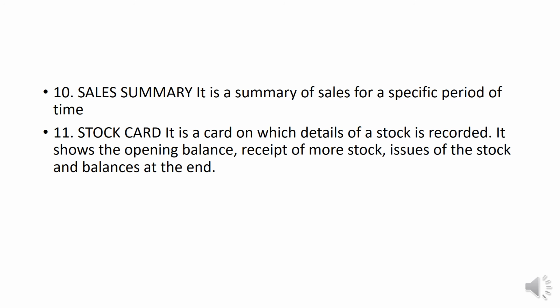So we go to the tenth point, that is sales summary. It is a summary of sales for a specific period of time. And then number 11 and the last one is stock card. It is a card on which details of a stock are recorded.